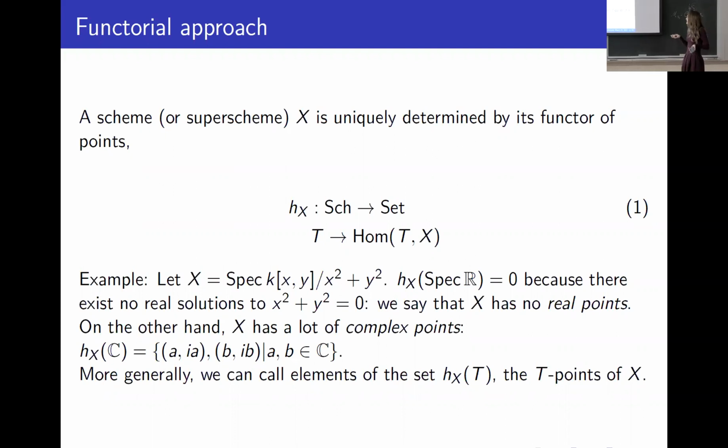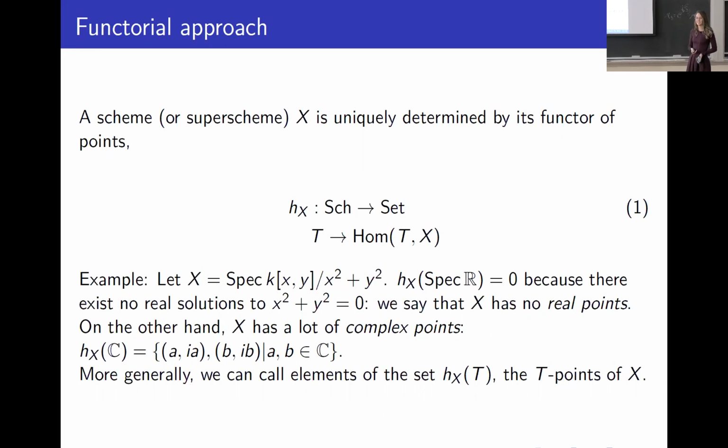So let's look at an example of x squared plus y squared. Now, if I evaluate the functor of points of that scheme on the spectrum of the real numbers, I'll get zero. So why is that? Well, if you remember, x squared plus y squared is equal to x plus iy times x minus iy. There are no real solutions. So I should have actually written an empty set there, sorry. Okay, so there's no real solutions, but on the other hand, we have a lot of complex solutions to this. So notice that we get very different spaces depending on the points that we look at.